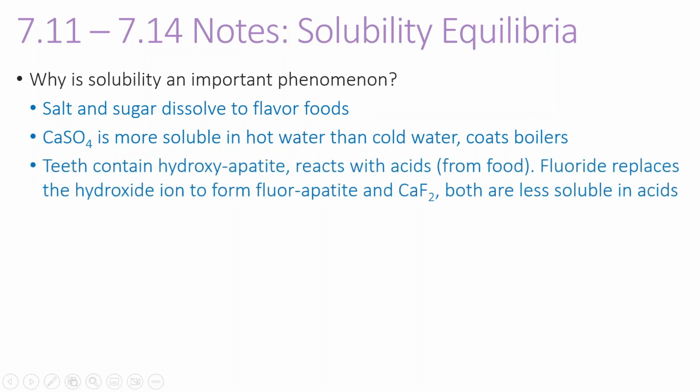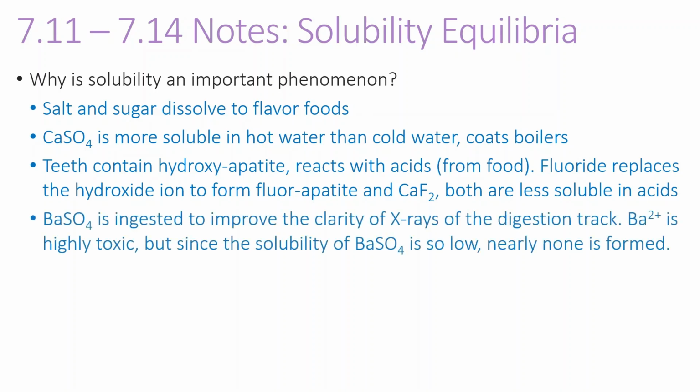Your teeth contain hydroxyapatite, which reacts with acids from food. Fluoride replaces the hydroxide ion to form fluorapatite, which are both less soluble in acids. Another example would be barium sulfate. Barium sulfate is ingested to improve the clarity of X-rays of the digestive tract. Barium ion is actually very highly toxic, but since the solubility of barium sulfate is so low, nearly none of that is formed. So even though you're ingesting a toxic compound, it doesn't do any harm and just passes right through your system.